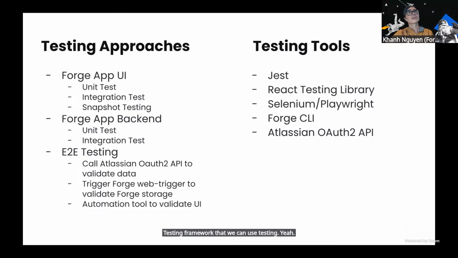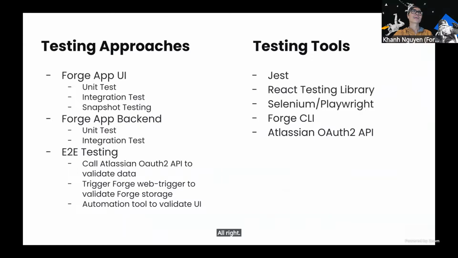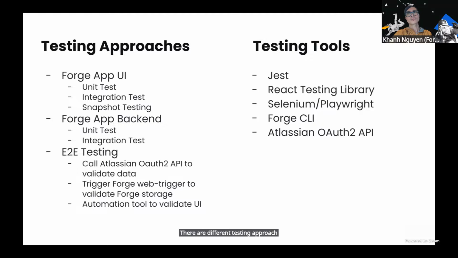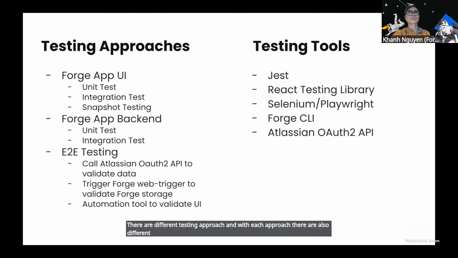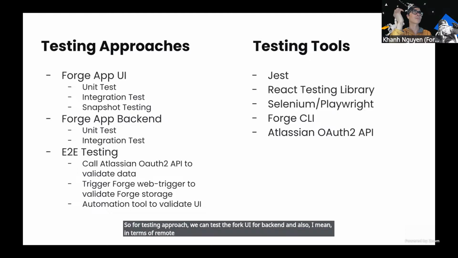As you can see on this one, I didn't plan to cover the external server, and I didn't put it in the slide, but I can talk a bit about it. There are different testing approaches, and for each approach there are different tools serving that purpose. For testing approaches, we can test the Forge UI and the backend, and the same goes for remote compute or the remote server. We can test the app UI, the app backend, and the remote server separately. We can use mocks if needed, and then we can test each component independently.